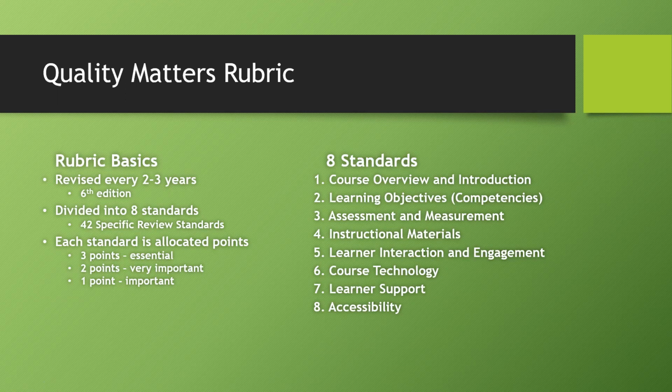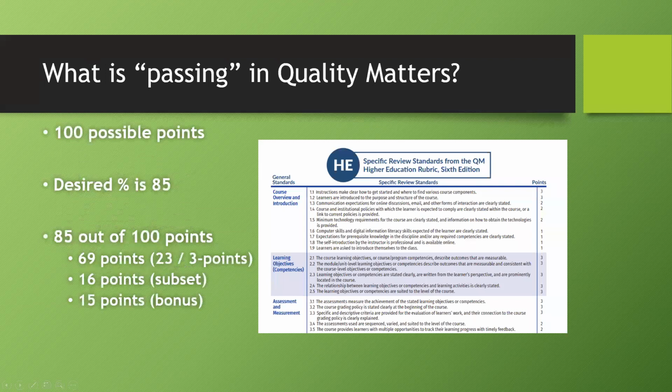3 points means that it's essential to the design of the course and that it should be in your course design, in your online or hybrid course. 2 points means that it's very important. 1 point means that it's important. And in order to get to a certain point value, which we'll talk about in a moment, you can pick a different subset of points 2 and 1. So there are 100 possible points on the Quality Matters rubric, and there's a photograph of it on the right-hand side of your screen, where you can see the general standards, the specific standards under each of those, and the point values. Again, you can find a copy of this in the Faculty Hub.